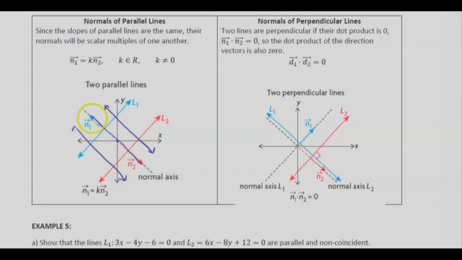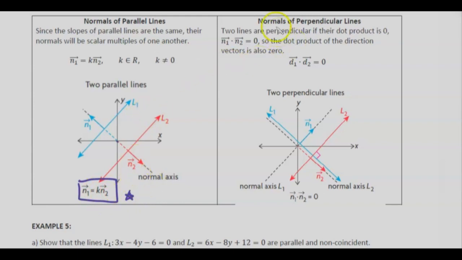And then also, they're going to go down and down forever and up and up forever. So again, if we have two parallel lines, L1 and L2, the normals will be the same. They may be scalar multiples of each other. They may be going in different directions, but this is what we want to focus on: normal 1 is going to be a scalar multiple of normal 2.